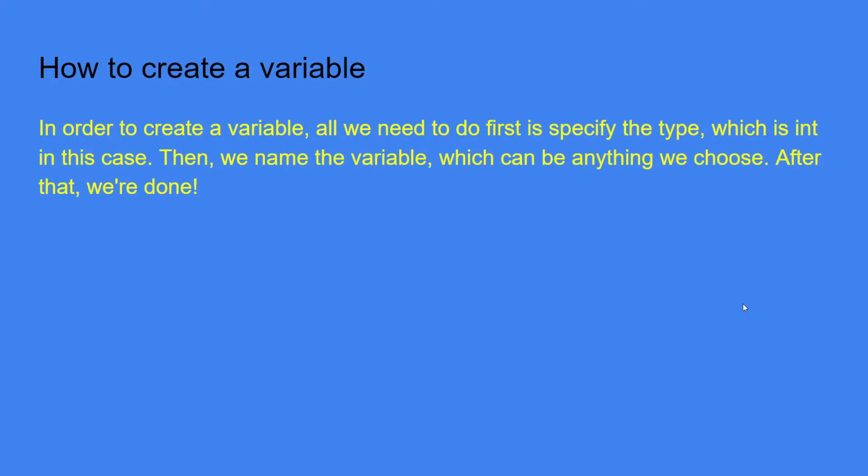How to create a variable. In order to create a variable, all we need to do first is specify the type, which is int in this case. Then we name the variable, which can be anything we choose. After that, we're done. So let's do this.